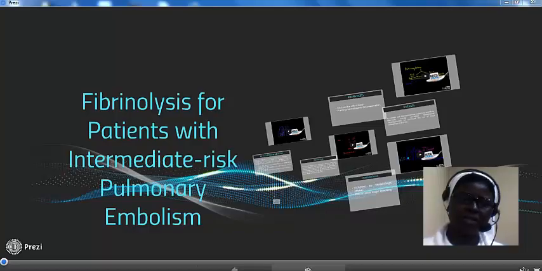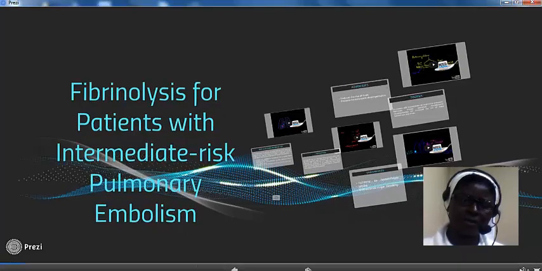Fibrinolysis for patients with intermediate risk pulmonary embolism.